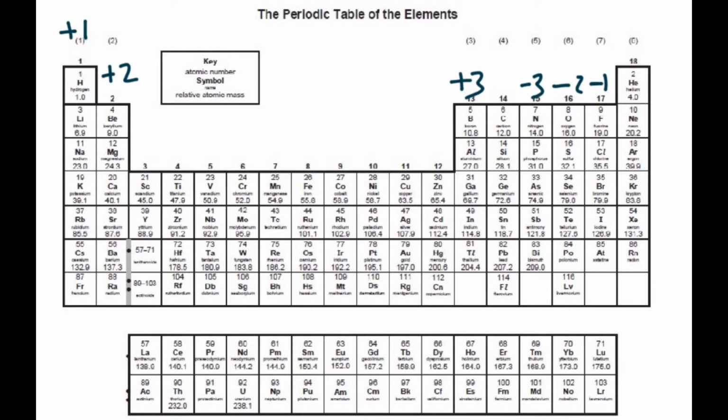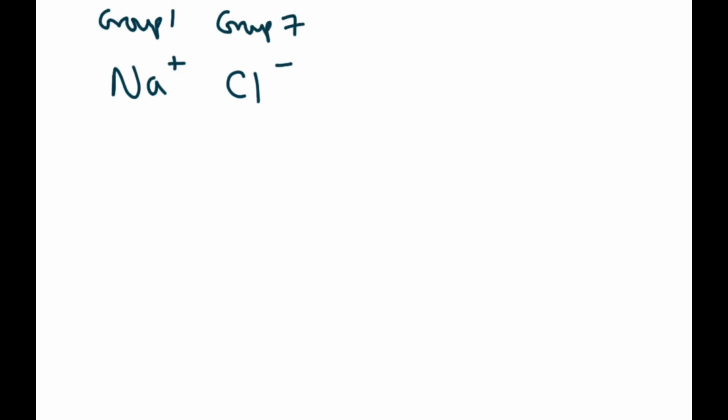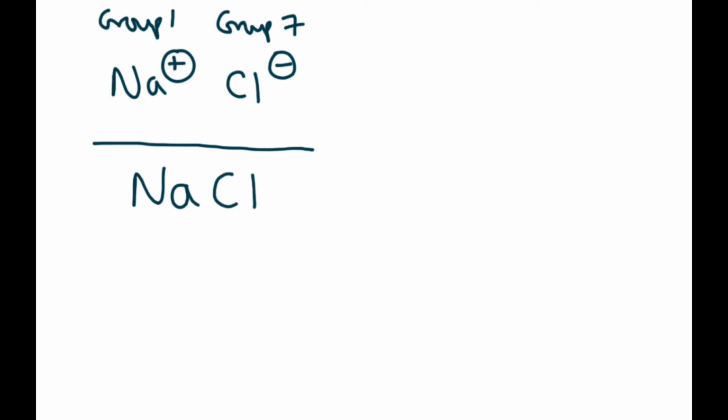So let's go back to the example of sodium chloride. You've got sodium, which is in group 1, and sodium forms a 1+ ion. You've got chlorine, which is in group 7, and forms a 1- ion. So 1+ and 1-, when you put those together, there is no overall charge. 1 sodium, 1 chlorine, that is the formula of sodium chloride.